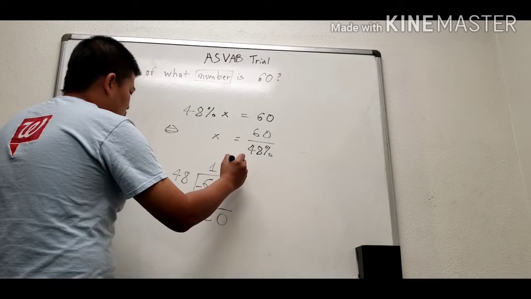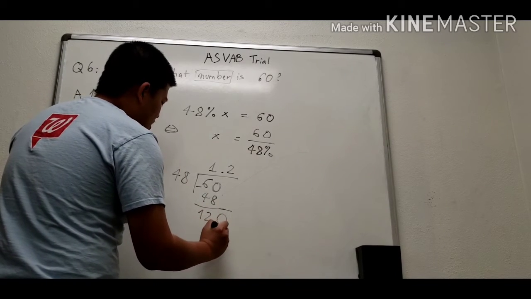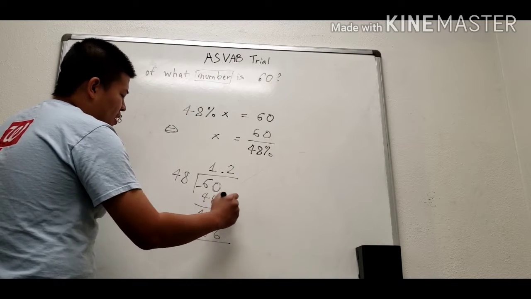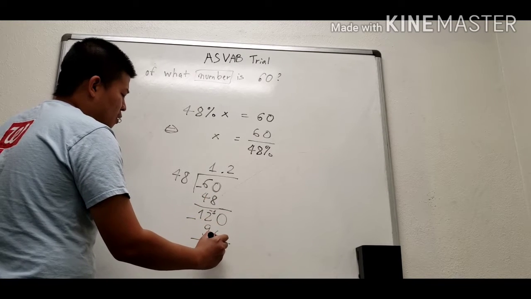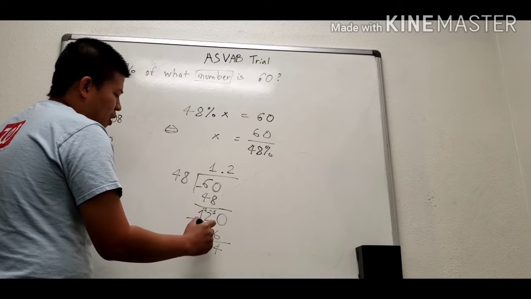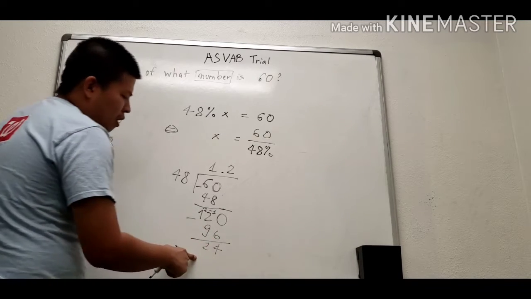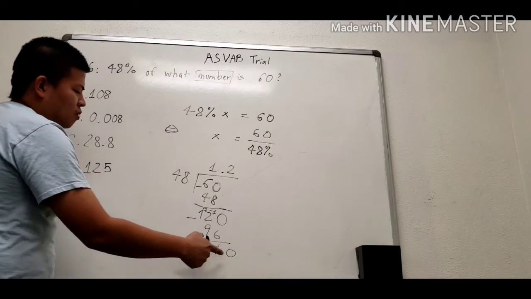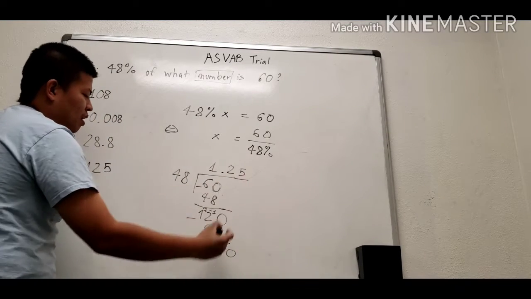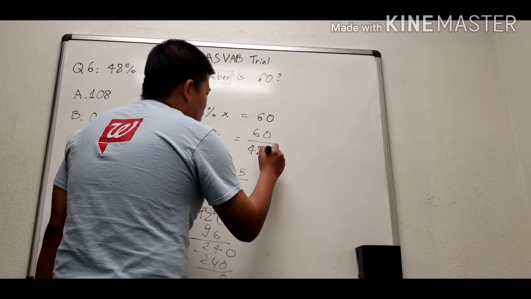Multiply by 2 because 2 is the highest number that fits, and we get 96. Because 0 is below 6, we borrow one, so we have 10 minus 6 is 4. Then 12 minus 9 is 3, minus 1 is 2, and we get 24. We borrow another 0. 240 is 5 times 48, so we have 5 here, and we get 0.